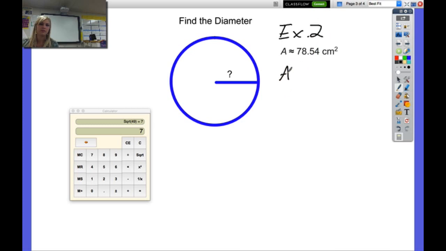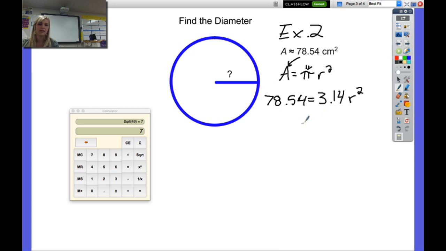I always write the formula first, pi r squared, and then I plug in things that we do know. I know the area already, and I know that this is 3.14. So let's plug things in. 78.54 is equal to pi, so 3.14, 3.14 radius squared.